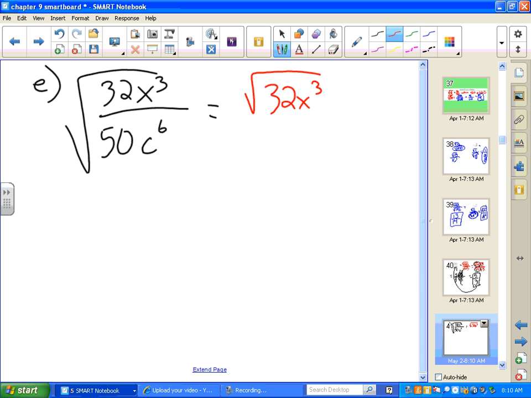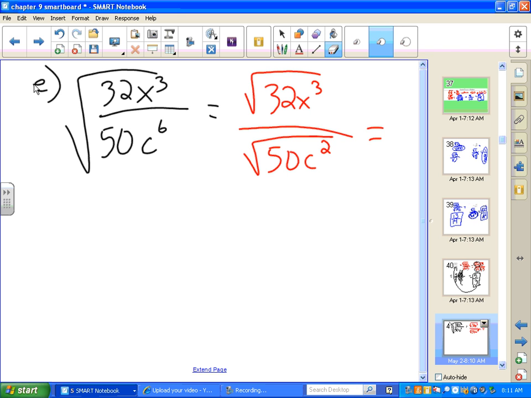Oh, c to the 6th. What am I doing? Thanks, Emma. I really like you in front. C to the 6th. I'm so used to it always being squared, that's why. Okay, so after you split them up, we need to figure out what perfect square goes into each of them. So what's the largest perfect square, Annalise, that goes into 32?